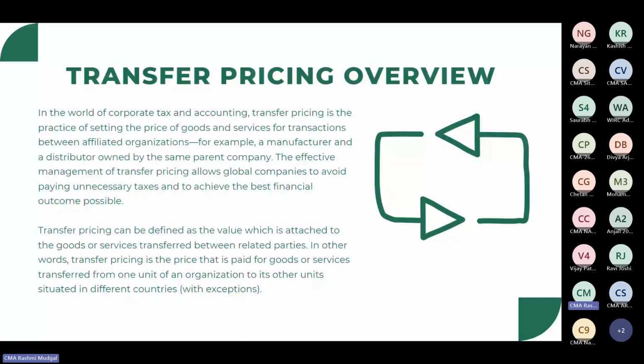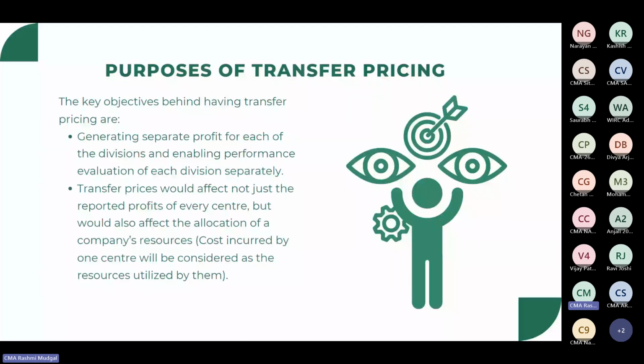The key objective behind having transfer pricing is, firstly, generating separate profit for each division and enabling performance evaluation of each division separately. I want every division to know how to make a profit, how to work efficiently so that they can make a profit, and what the outcome of every division is.